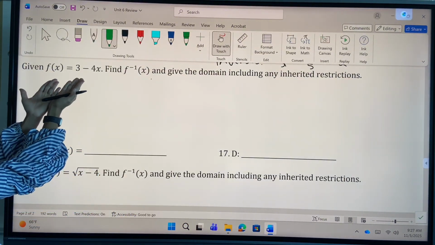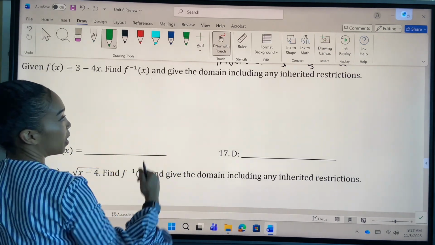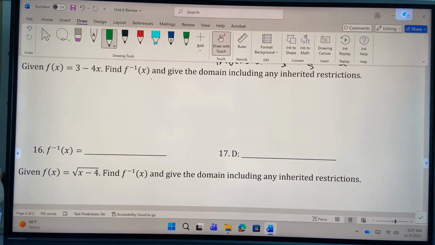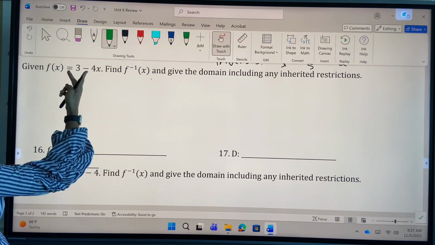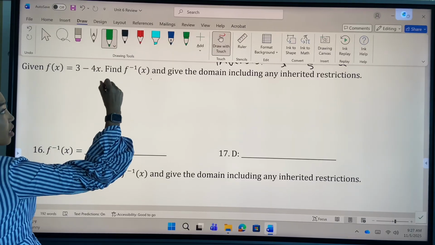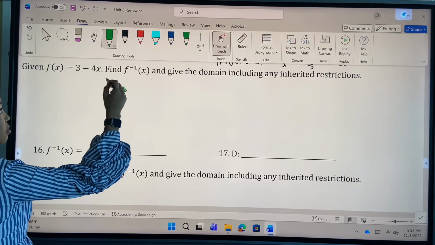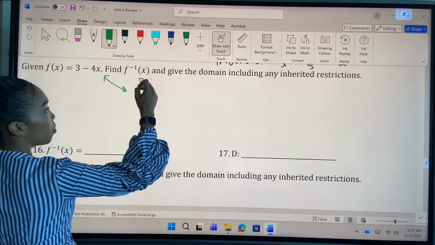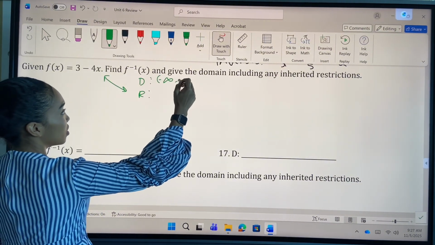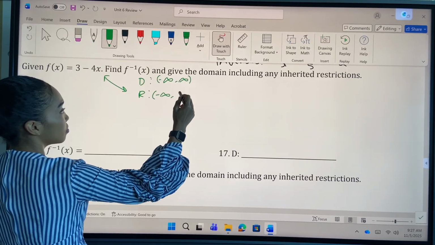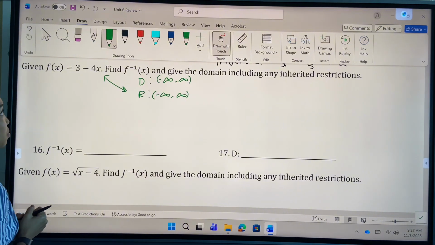We're given f of x equals 3 minus 4x, and we want to find the inverse and give the domain. Okay, so f of x, this is just a line, mx plus b. Actually, this is a negative slope, so it looks like this. But anyway, the point is that the domain and range of a line is just negative infinity to infinity. And that means the inverse will have the exact same domain and range.